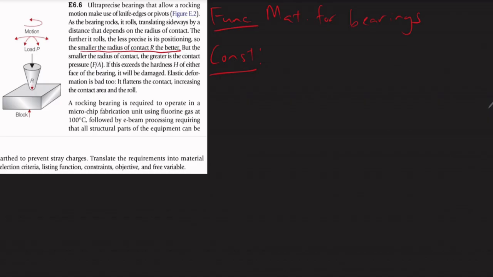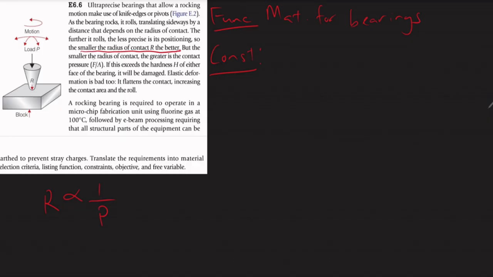Then they said, but the smaller the radius of contact, the greater the contact pressure. So let's write a relationship: R is inversely proportional to the pressure P. If you make R smaller, the pressure becomes very high. So if you're reducing R, you're increasing P. You don't want P to cause problems at the end of the day.